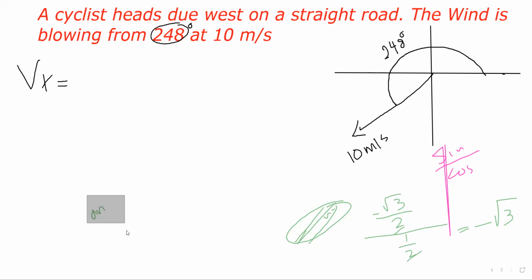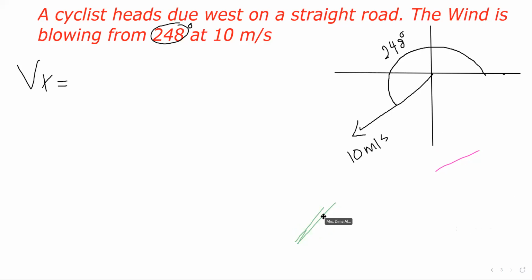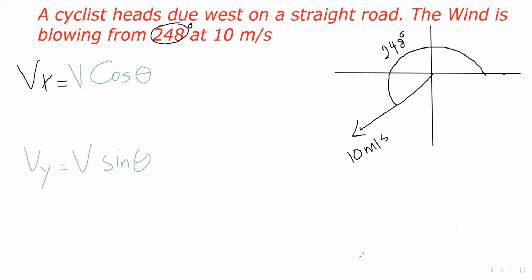Now, why do I tell you this? In this case, as I told you, you have to find the vertical and the horizontal components. The horizontal component Vx is V times cosine of the angle, and Vy is V sine of the angle theta. Then, what is the value of V here? The value of the velocity is 10. It is 10 times cosine 248. Then, by calculator, you will find that cosine 248 is negative, times 10. So the answer here is negative.